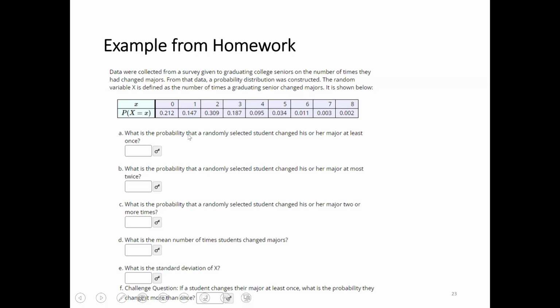So at least once, you can certainly add P of 1 plus P of 2 plus P of 3 plus dot, dot, dot plus P of 8, correct? You could add those all up. Or at least once, X is greater than or equal to 1, would that be 1 minus the probability of 0? Why, yes, it would. Whatever that is.